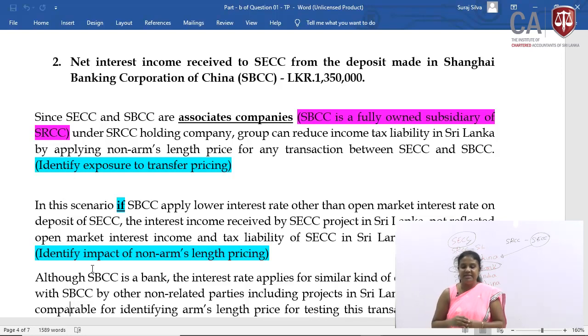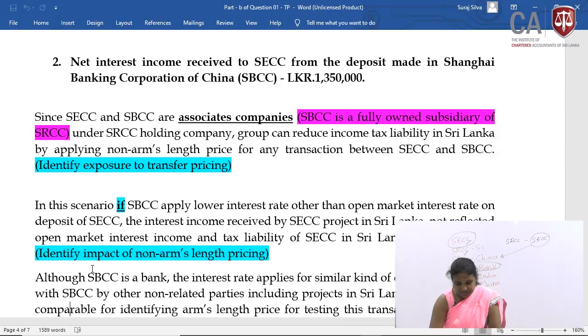And the SRCC holding company group can reduce the income tax liability in Sri Lanka by applying a non-arm's length price for any transaction between SCCC and SBCC. Now again, we have identified the exposure to transfer pricing. That's the first thing. Lama, you need not think about this. This is in the question. You have to identify the transaction and write your answer.